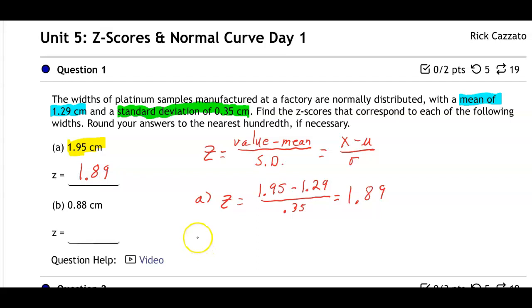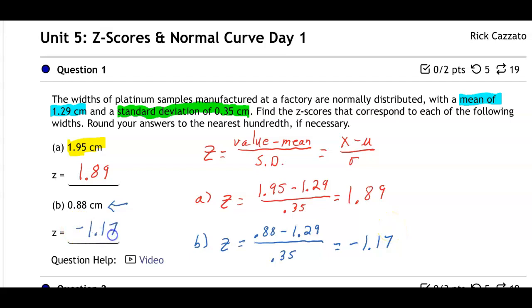For part B, we're going to use the same calculation. Z is equal to the value, in this case it's 0.88, that's this number right there that I put the arrow next to, minus the mean, 1.29, and we're going to divide by 0.35. When you do that on your calculator, you get negative 1.17. So the answer here is negative 1.17 when you round to two decimal places.